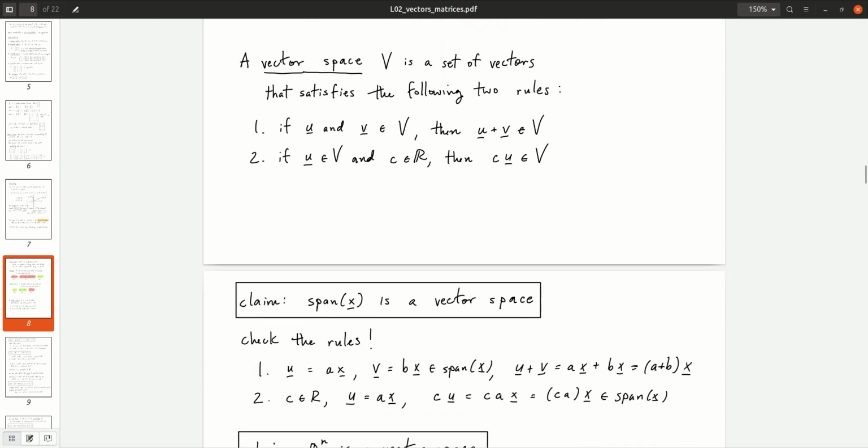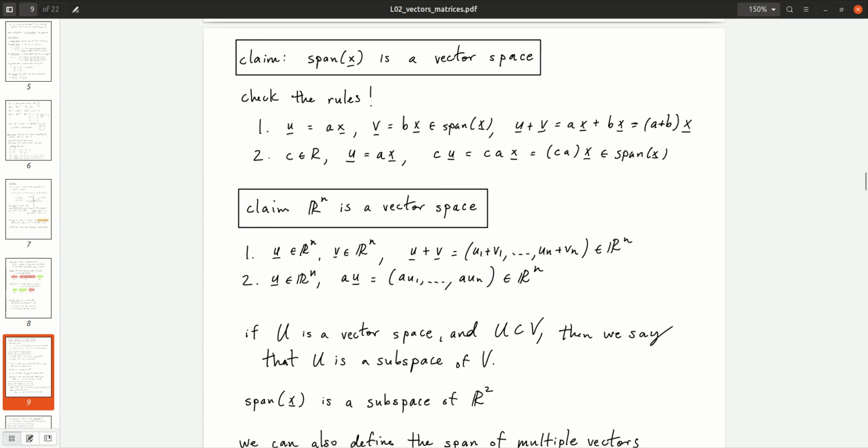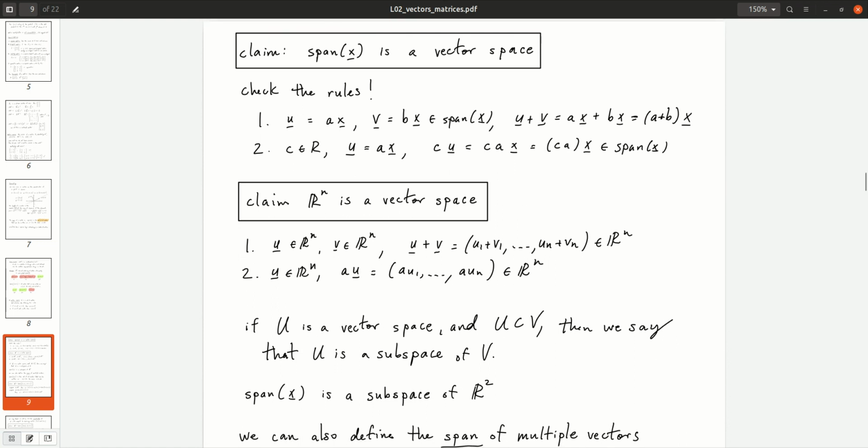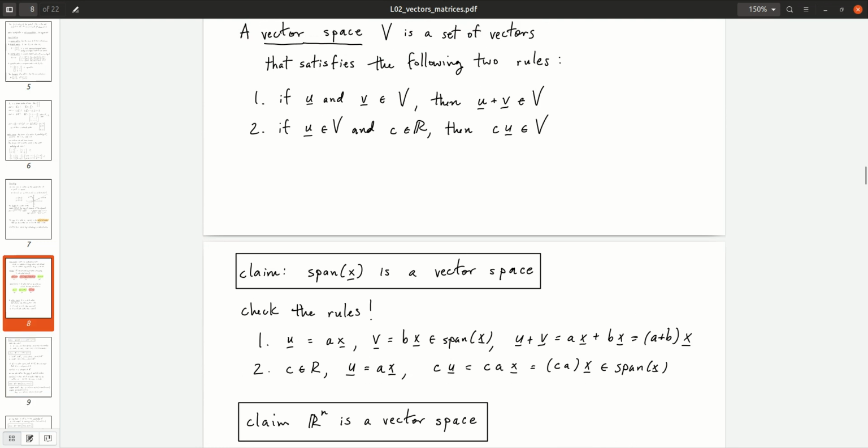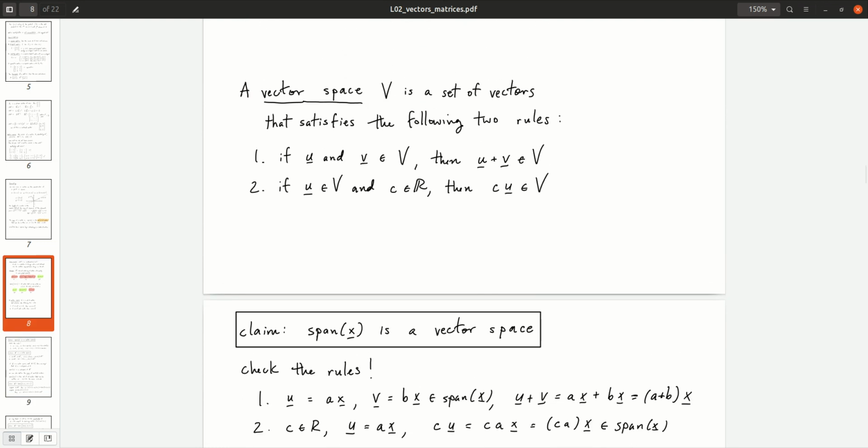All right, so let's put this into practice. The first thing we're going to claim here is that the span of X is a vector space. So let's keep this on the screen so we can see both of them. So span of X is a set of vectors. The claim is that it's a set of vectors that follows the rules set forth by the rules for a vector space. So let's check them. So let's take two vectors that are members of the span of X, and we're going to check that the sum of those two vectors is also a member of the span of X. So that's the first rule for vector space.